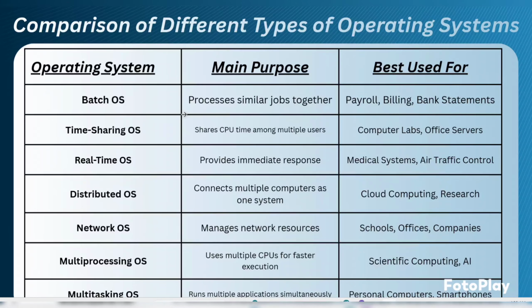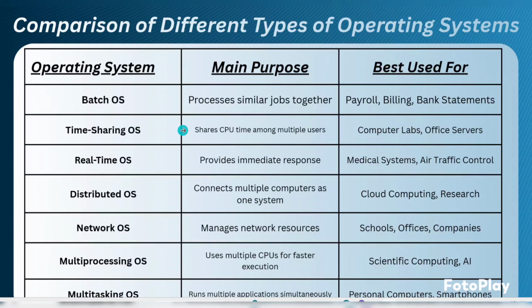Real-time operating system provides immediate response and is used in medical systems and air traffic control because of its fast execution and fast response time. Distributed operating system connects computers and makes them work together as one system. It is widely used in cloud computing, research organizations, and distributed databases. Network operating system focuses on managing network resources and allows users to share files, printers, and other devices securely among multiple computers.